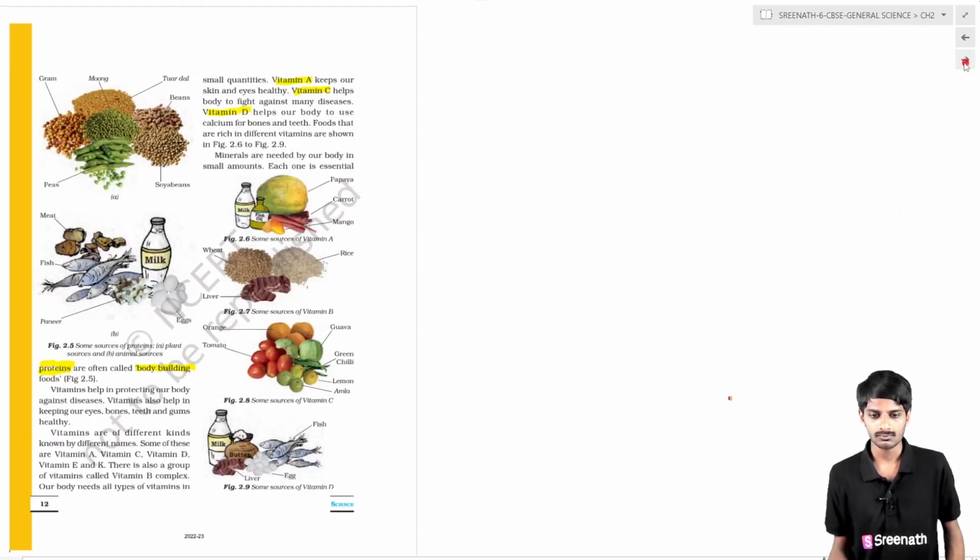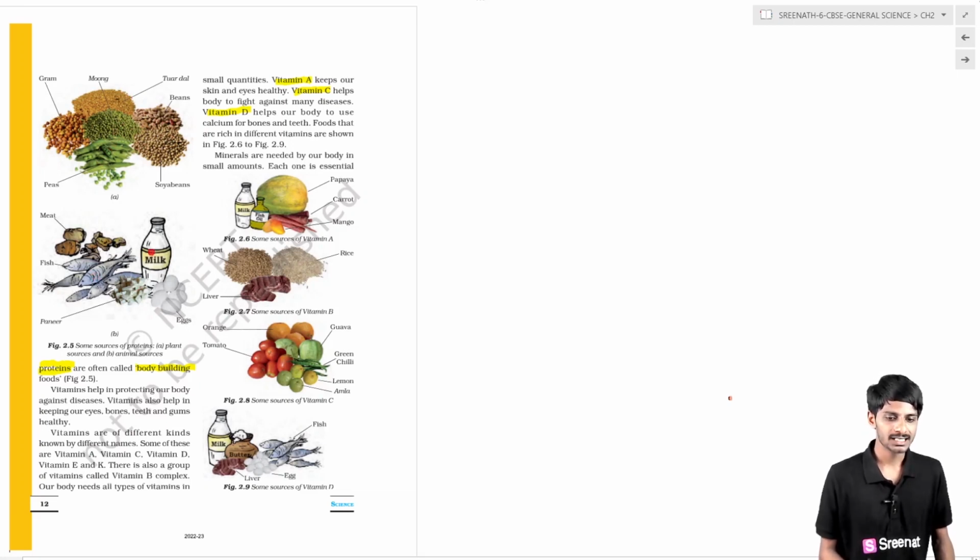Now all these are the sources of proteins which are from vegetables or plants, and all these are sources of proteins from animals. What are the sources of proteins from plants? Gram, moong, peas, soya beans, beans. All these are plant source protein foods. Here, fish, meat, milk, eggs, paneer, all these are animal based protein foods.